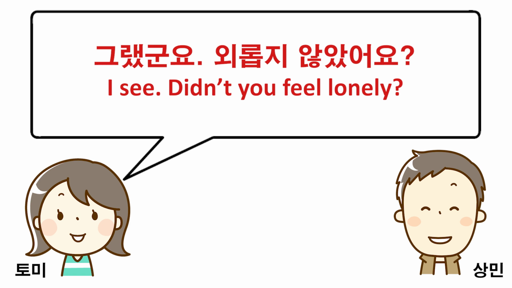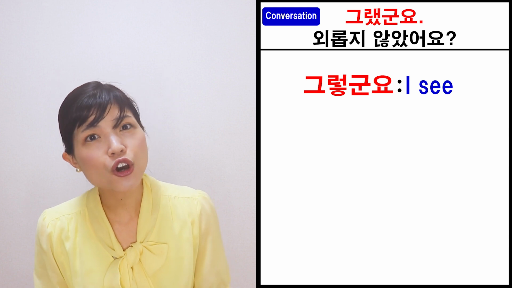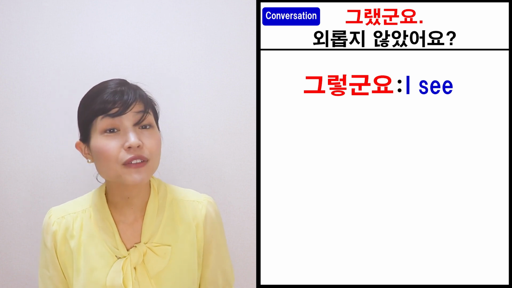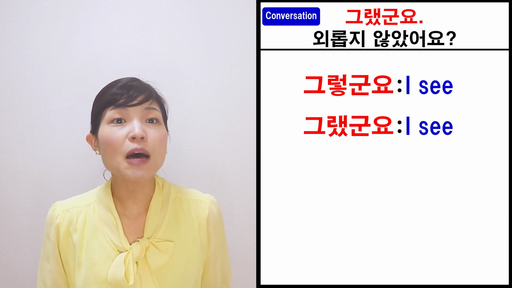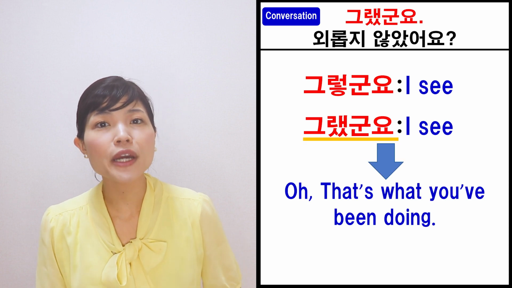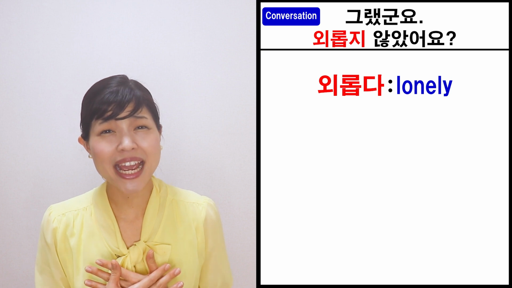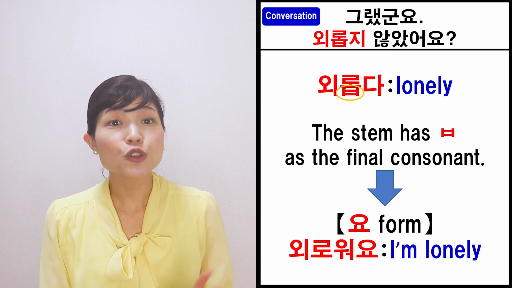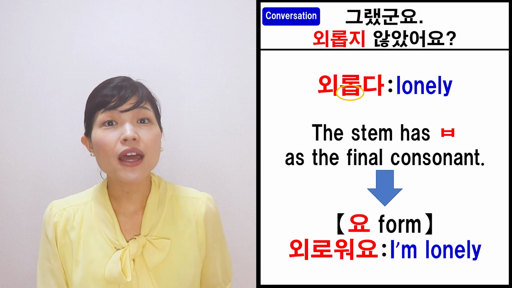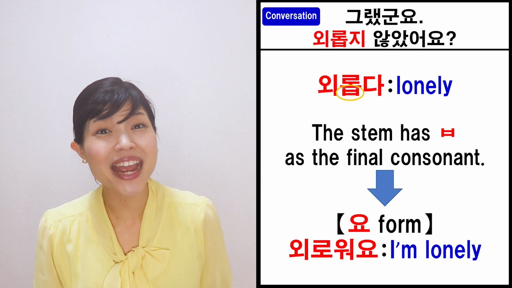그랬군요. 외롭지 않았어요? In the past, we learned 그렇군요, I see, as a quick response. 그랬군요 also means I see, but this is a past tense. So it has the nuance of, oh, that's what you've been doing. The word 외롭다 means lonely. As the stem has ㅂ as the final consonant, the 요 form will be 외로워요. I'm lonely. I hope you guys are not lonely, okay?